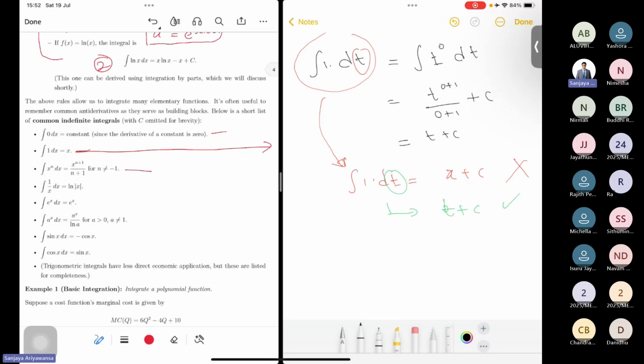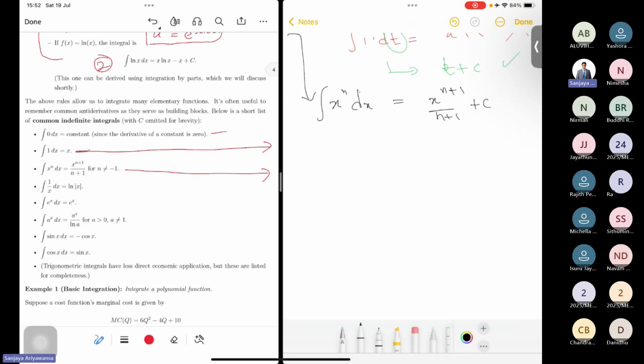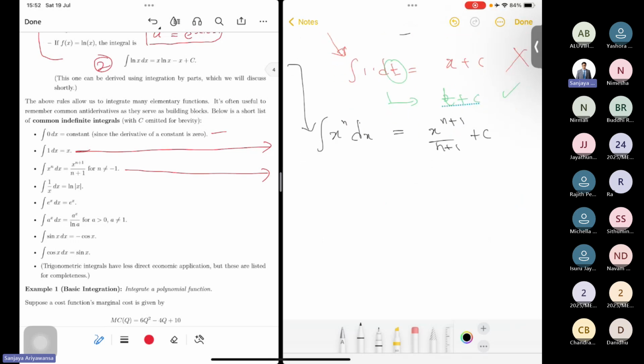And then we looked at the more generalized version, x to the power n. If I were to integrate this, you get x to the power n plus 1 divided by n plus 1 plus c, right? That's also done. And then 1 over x integrates to log x. When we integrate the exponential function e to the power x, you get the same function e to the power x. And then when you integrate a to the power x, where a is a positive constant and not equal to 1, you get a to the power x divided by log a.